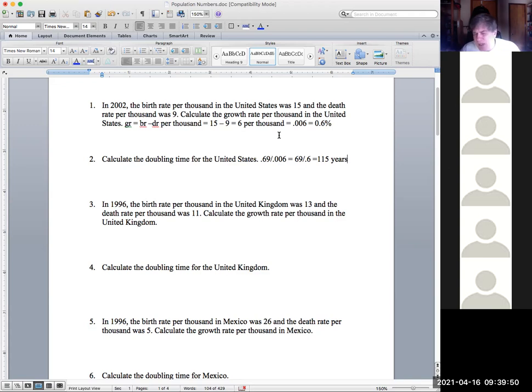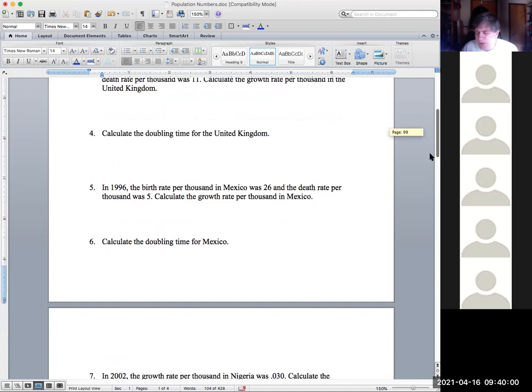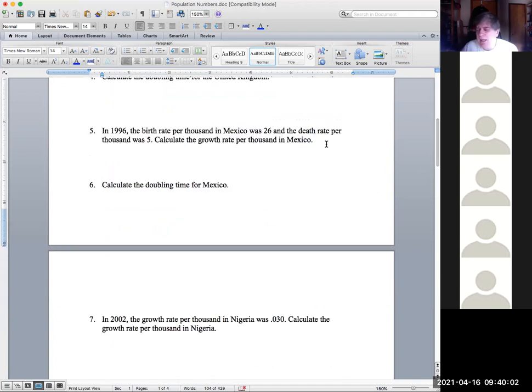Now, that's not too bad. But notice it still means that we have a lot of work to do. Let's look at a country that has a higher growth rate. So let's look at the growth rate in Mexico. So the growth rate is still birth rate minus death rate. So our growth rate here is 26 minus 5.